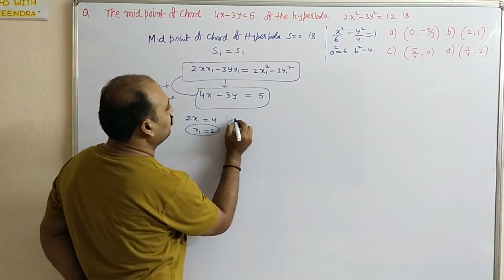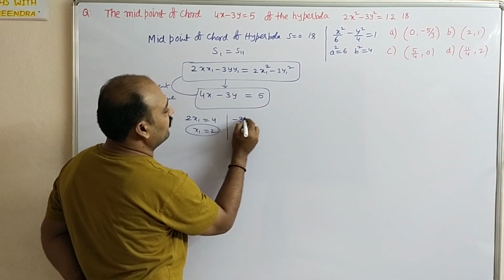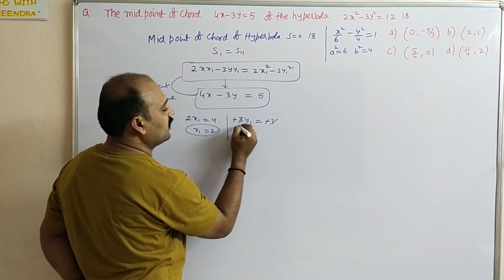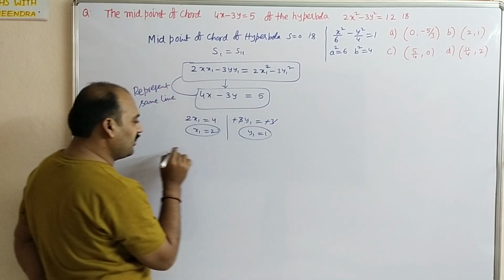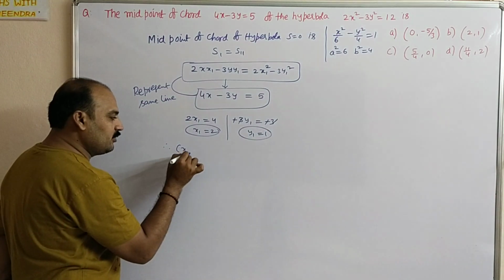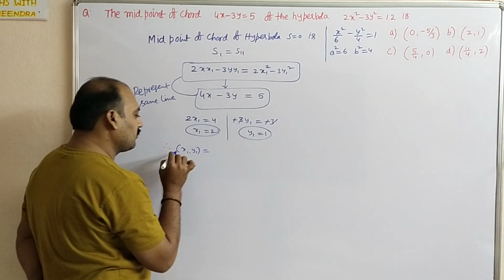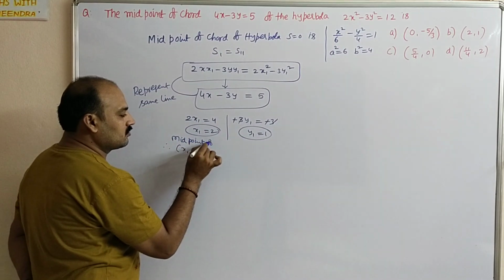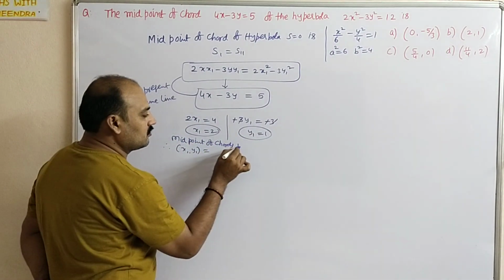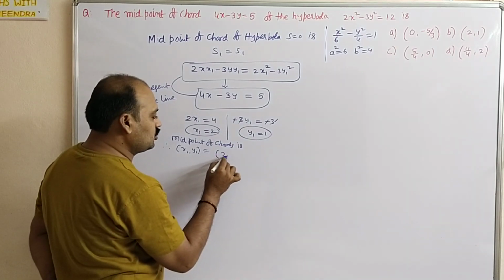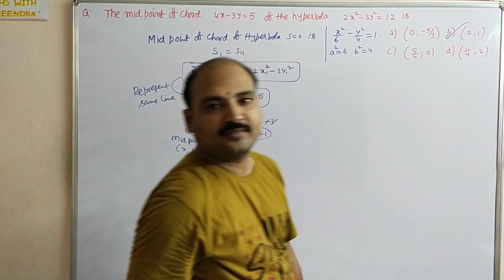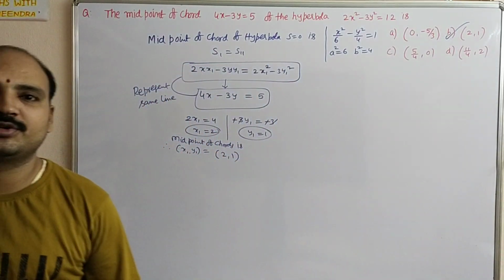Here y coefficient you have to compare. So y coefficient is minus 3y1. Here y coefficient is minus 3. Minus gets cancelled, 3 gets cancelled. y1 is equal to 1. Therefore, x1, y1 is the midpoint of chord. Midpoint of chord is x1, y1, that is 2, 1, which is there in the second option. We'll move to the next question now.